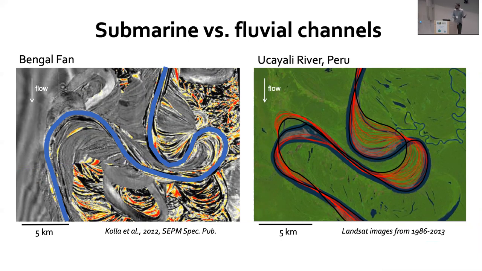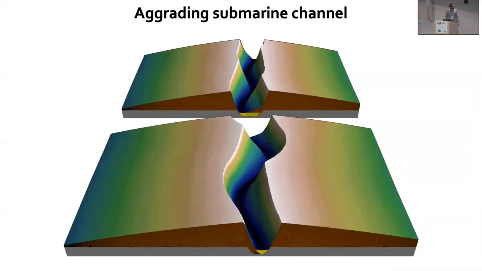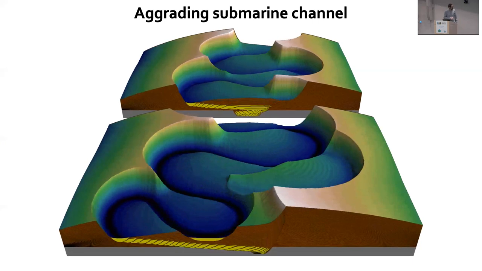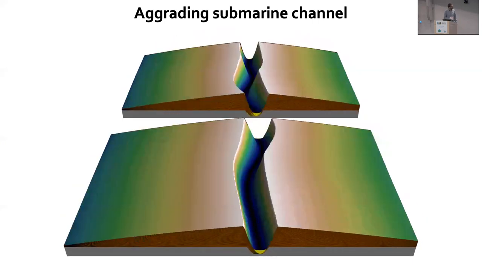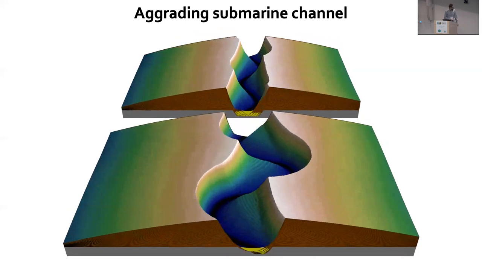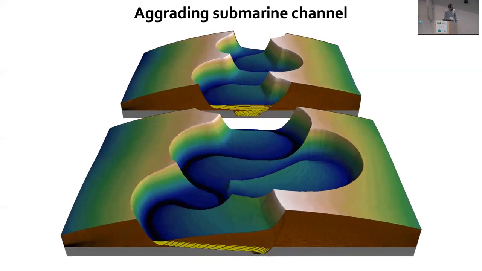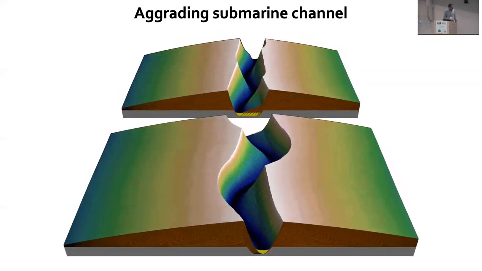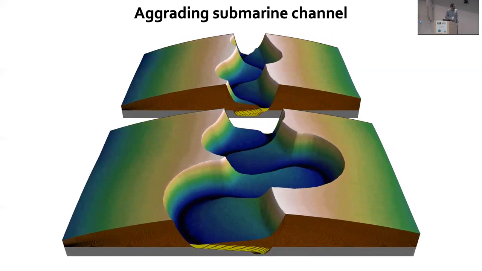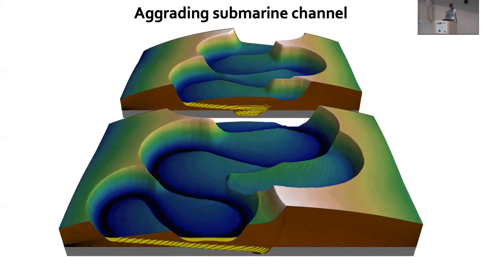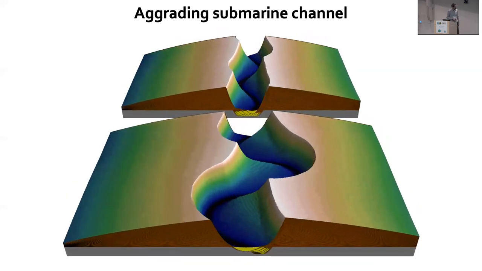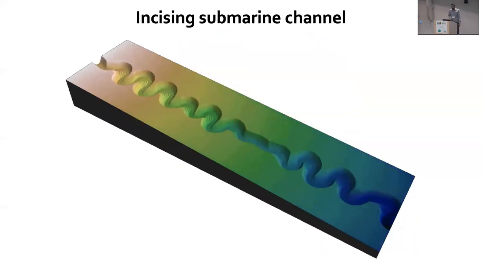Therefore, we can use the Howard and Knudsen model to build models of submarine channels. Here is an aggradational one. This is vertically saturated, I think like 5 times, with big levees, as in submarine channel levee systems. And because of the higher aggradation rates than what you see in rivers, the sinuosity combined with high aggradation results in quite complicated structures in 3D. And then you can start thinking about, for example, fluid flow in these kinds of stratigraphic successions. Here's an incising submarine channel.